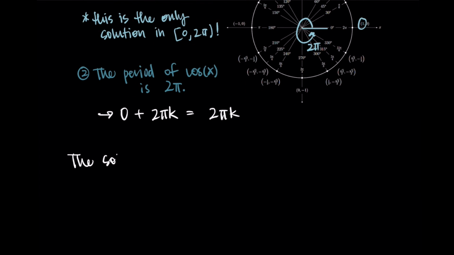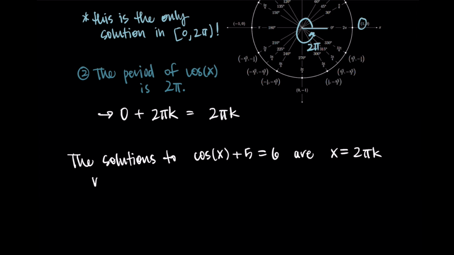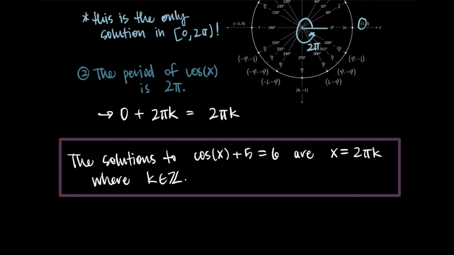All right, then we write our final answer. So the solutions to cosine of x plus 5 equals 6 are x equals 2 pi k, where k is an integer. And that's it. So we followed our steps, we isolated the trig function, we looked at the unit circle and found the locations, or you could use the inverse if you like, and then we added the period to that solution.